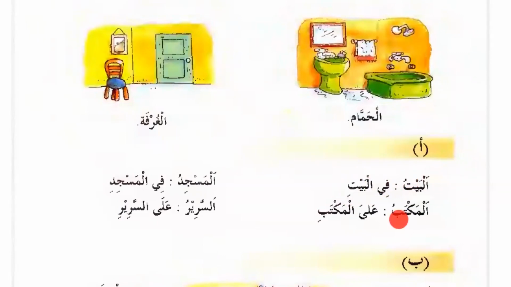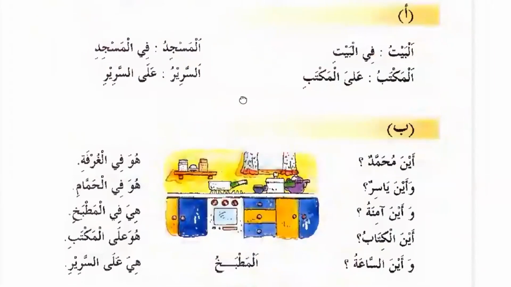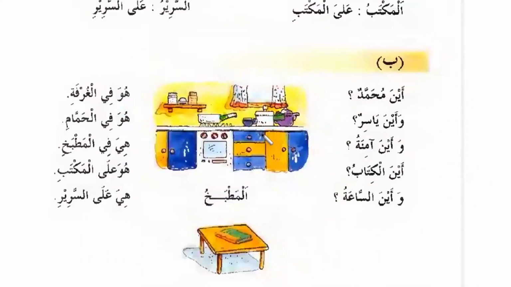So fil bayti. The same way, al-maktabu, al-maktabi, on the desk, the table. Fil bayti, in the house. So al-masjidu, the mosque. Now fi comes, fil masjidi, in the mosque. So it won't be fi masjidu, it will now be fi masjidi. Okay. As-sariru, the bed. Al-sariri, on the bed. Okay. Hope you can see.